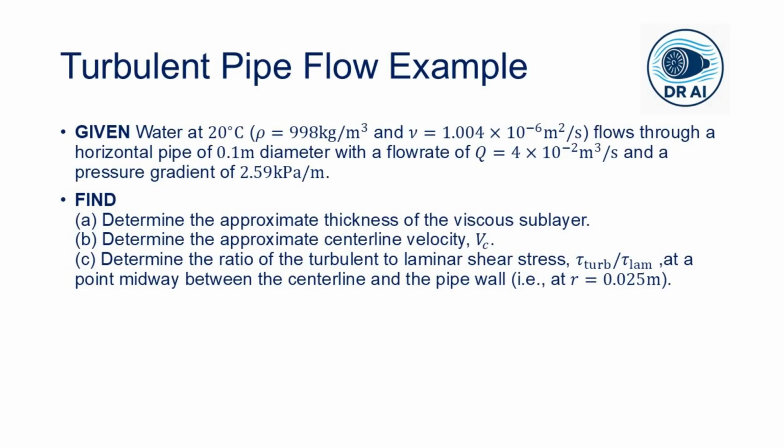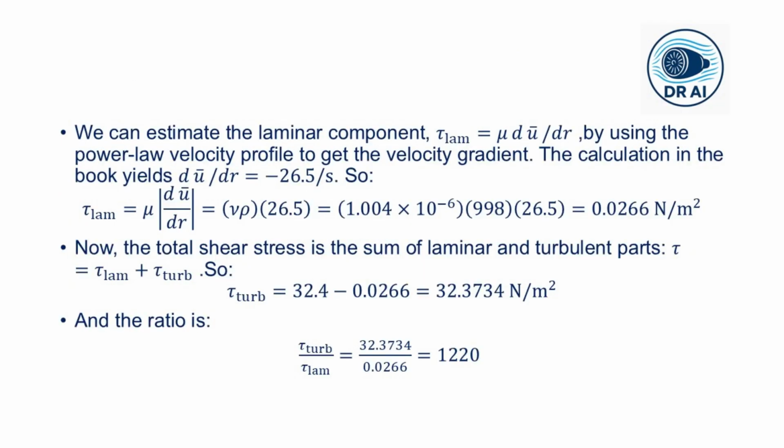Now, part C asks us to determine the ratio of the turbulent to laminar shear stress at r equal to 0.025 meter, midway to the wall. From our linear stress distribution, the total shear stress at this point comes out to be 32.4 Newton per meter square, and we can estimate the laminar component by using the power law velocity profile to get the velocity gradient. So the calculation yields tau laminar as 0.0266 Newton per meter square.